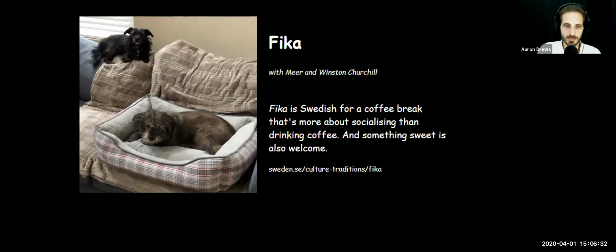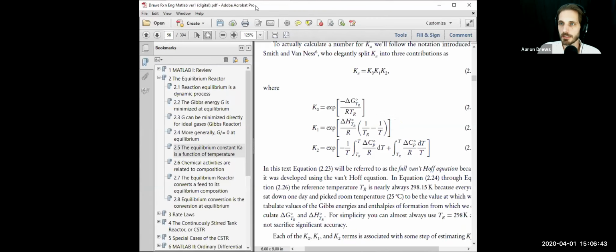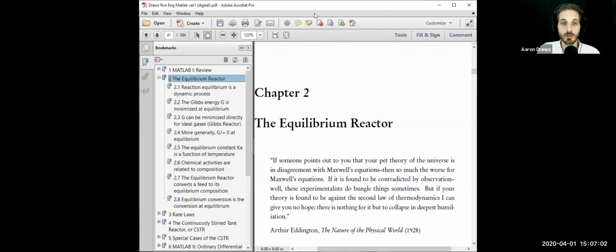All right, let's get started with the next topic. Let me switch over to, this time, the book. The first reactor that we're going to look at is actually a reactor that we've seen before. You would have seen it in your thermo class at some point. Whether or not we actually called it this kind of a reactor, it's just an equilibrium reactor. And the equilibrium reactor is in chapter 2 of the book.